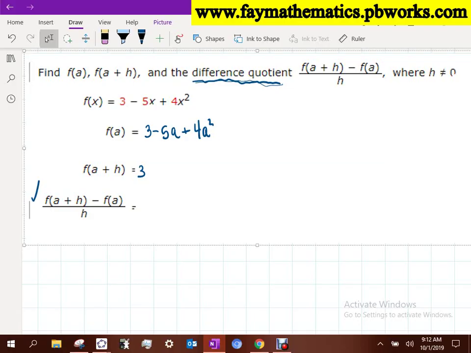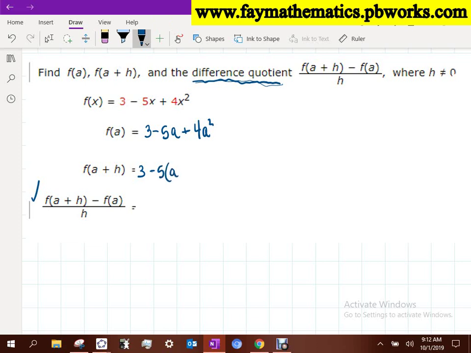Okay. So we find f of a plus h. We're just plugging a plus h in for x, right? Okay, so it's going to look like minus 5 times (a plus h), plus 4 times (a plus h) squared, right? Now we should be able to expand that.